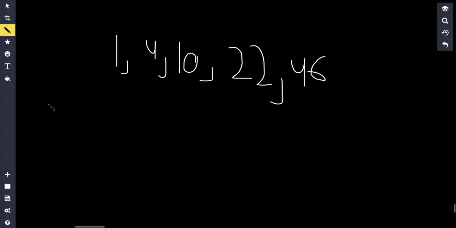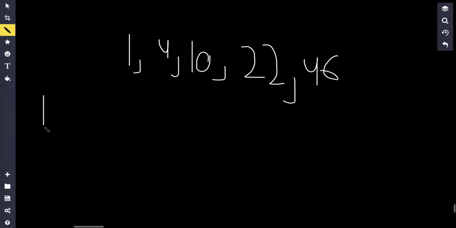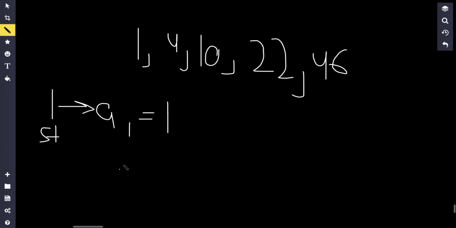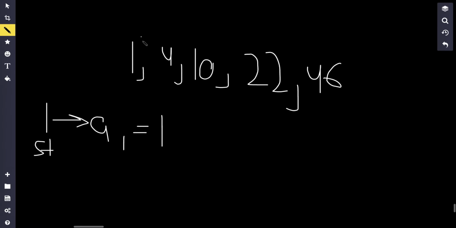So let's say we have this sequence and we want to write it in a recursive sequence format. So remember, your first step is going to be to write out what a sub 1 is. In this case, my first term is just going to be equal to 1. Now, I want you to identify a pattern in this. So what's the pattern in this sequence? It might be a little hard to find out at first.